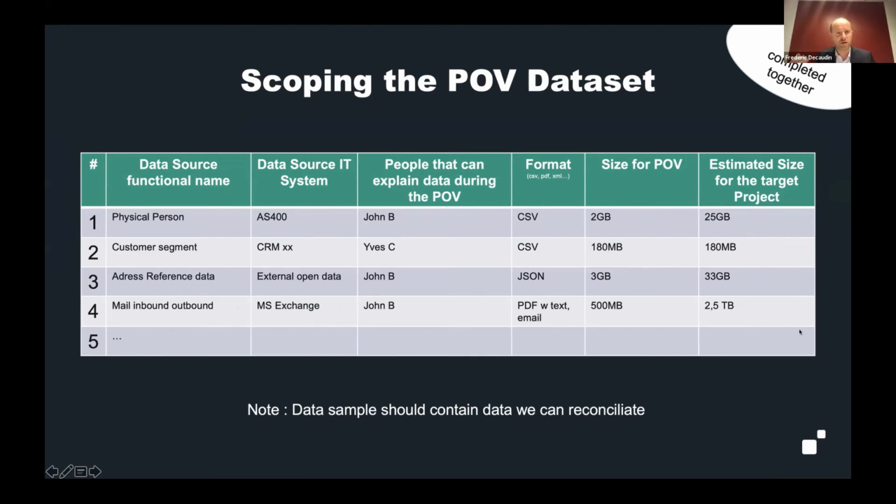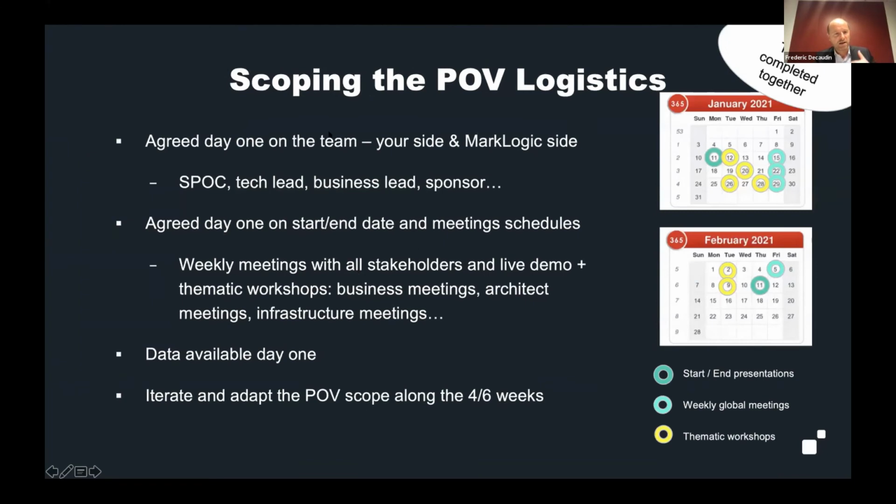So this is the kind of discussion we have. Different data sources, a sample of the data for the POV, people that we can talk to understand the data, what is inside, or we can link the data together, of course, and run some deduplication scenarios. Then we discuss about the schedule. Again, we run it between 4 to 6 weeks usually. So we agreed on a start date, on an end date, on multiple workshops in between.